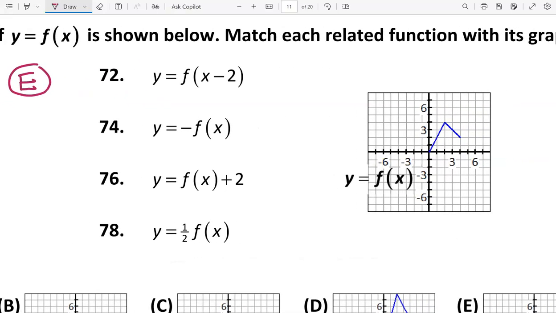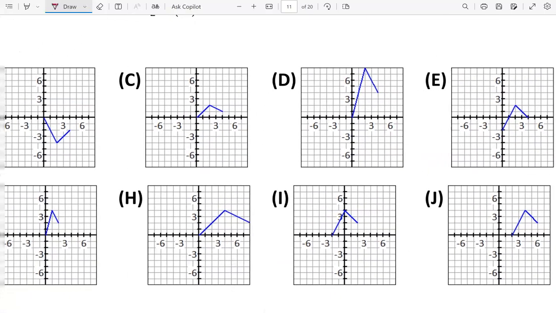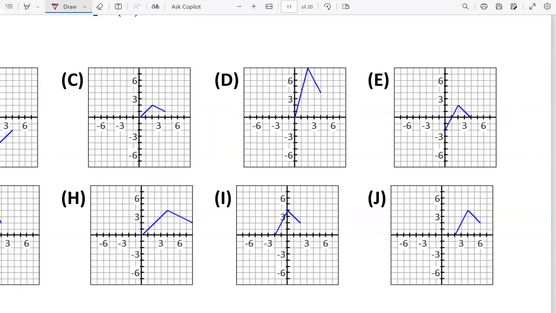In number 72, we have f of x minus 2, but this time the -2 is affecting the inside of the function, or the input. Input transformations involve inverse operations, so we're actually adding 2 to each of the x values, which moves the graph right 2. So let's check out our original function, and let's pick the graph that has been moved to the right 2, and that would be choice J.